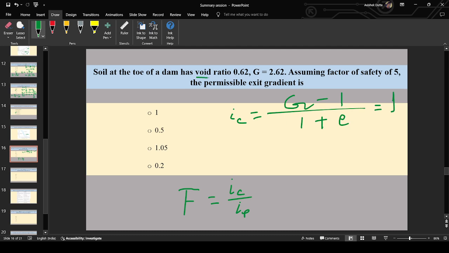E is the void ratio. Okay, so IC will be equal to 1. Now from this formula, we can see the permissible exit gradient IP will be IC divided by the factor of safety. The factor of safety is F over here. Okay, so IC is 1, F is 5. It will be a value of 0.2.